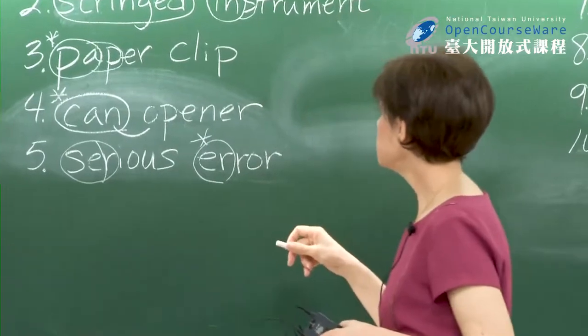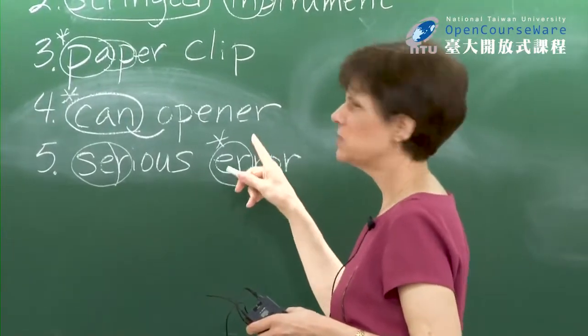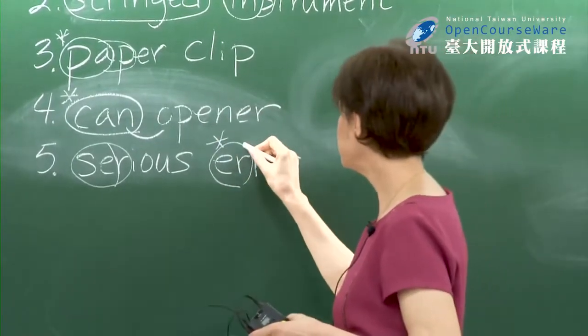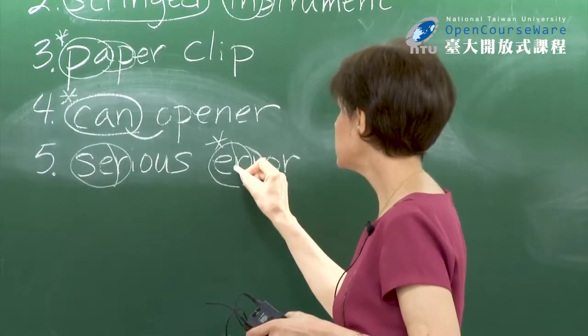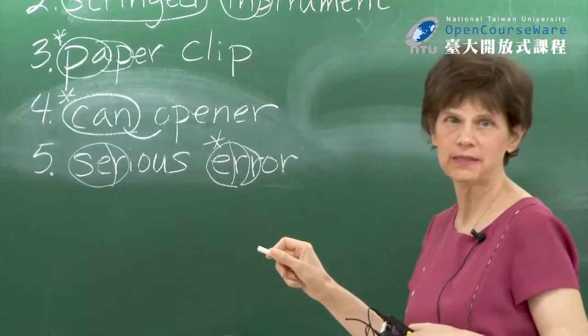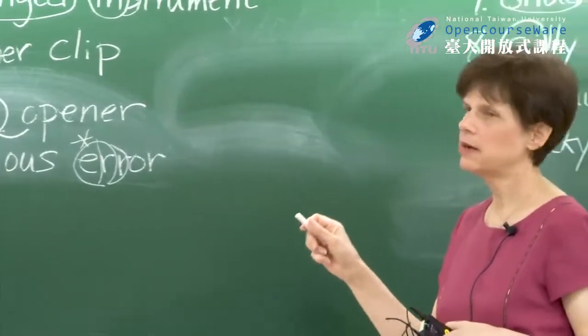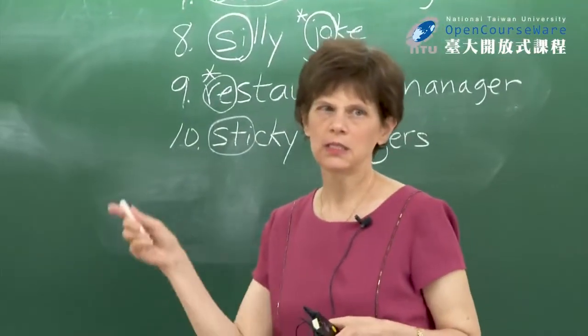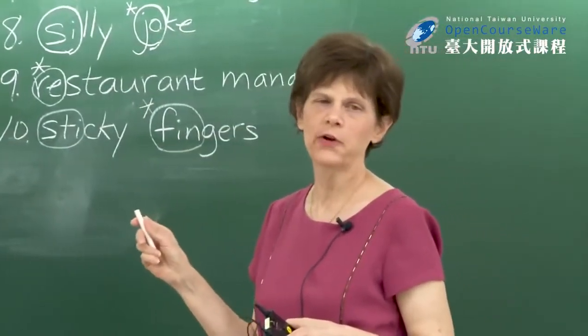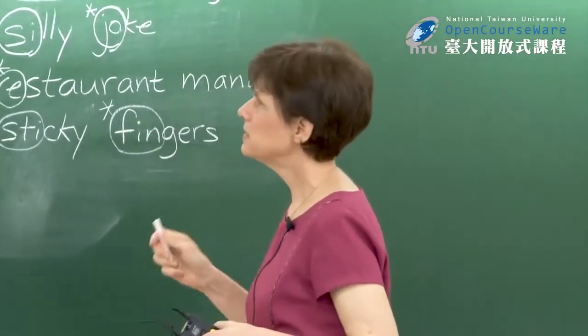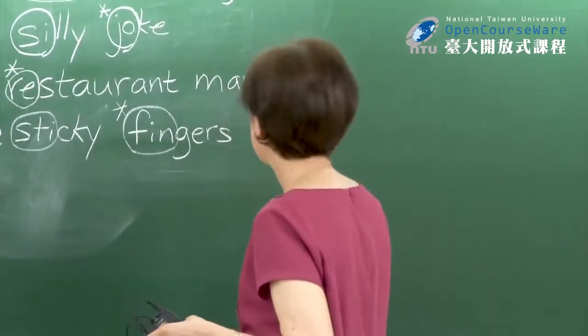The other R really shouldn't be circled because of error, because with double letters we usually break it in the middle, but if you did, that's acceptable. And if it's just E, that's also acceptable. But ER is the best. So ER. As you do these quizzes, you will get a feel for where we prefer having our syllables divided. Serious error, that's just an adjective plus a noun.